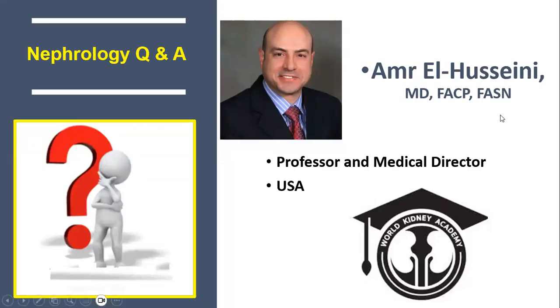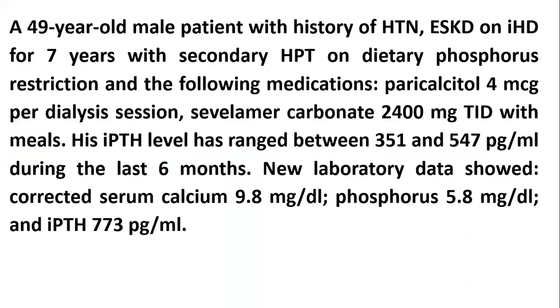Hello, everyone. Today, our case is a 49-year-old male patient who is on dialysis and has a history of hypertension. He has been on dialysis for 7 years. He has secondary hyperparathyroidism, and he's on a dietary phosphate restriction, along with baricalcitol 4 mcg with each dialysis, and sevelamer carbonate, 3 tablets, 3 times a day with meals.